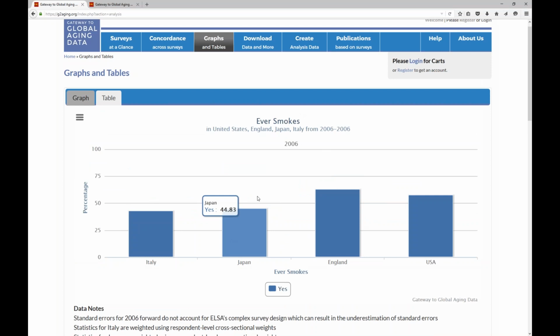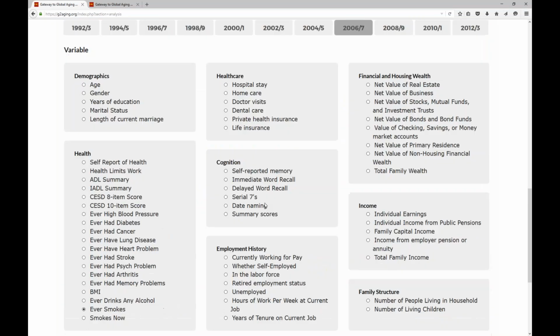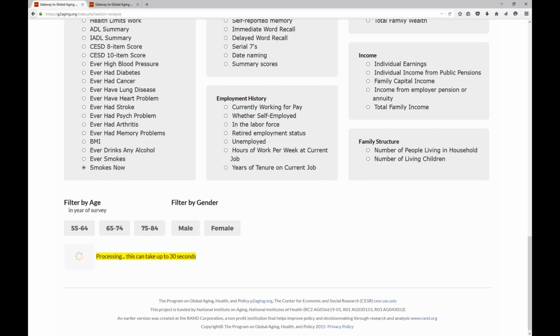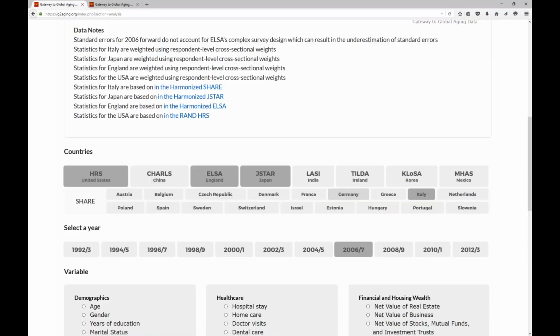And the first time I looked at this, it seems surprising to me. I mean, my conception of Italy and Japan even is that people smoke much more often than they do here in the U.S. So this surprised me. So one of the things that we might want to look at is, instead of ever smokes, we could select smokes now, so people who are currently smoking. So let's generate that graph.